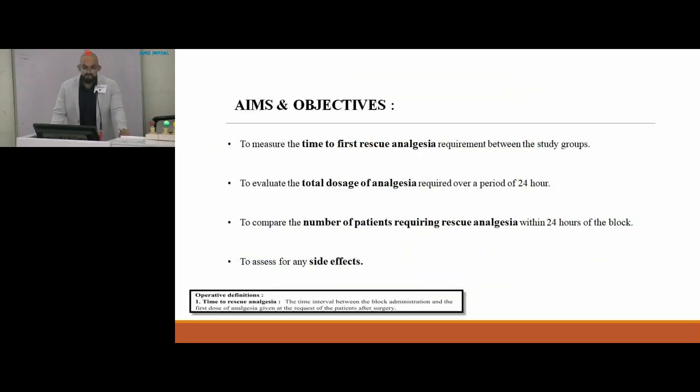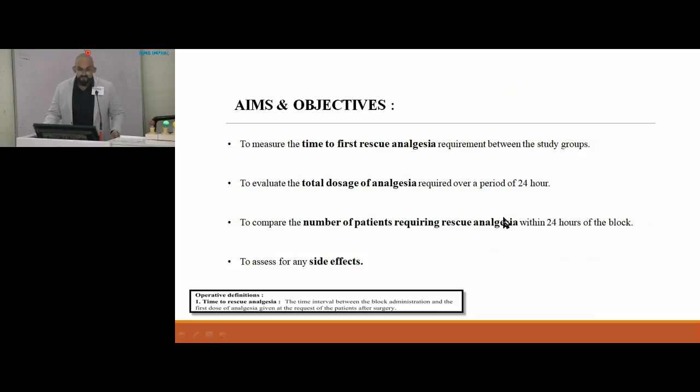Aims and objectives: to measure the time to first rescue analgesia, to evaluate the total dosage of opioid analgesia required over a period of 24 hours, to compare the number of patients requiring rescue analgesia over 24 hours, and to evaluate for any side effects.